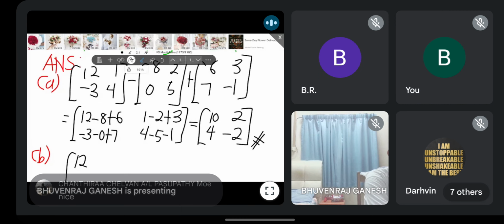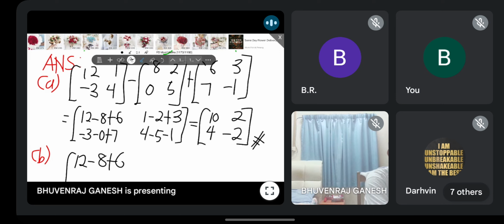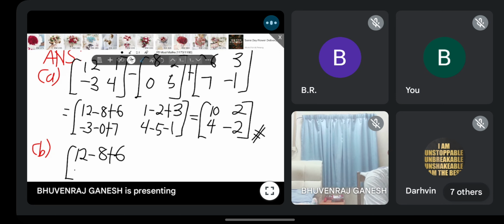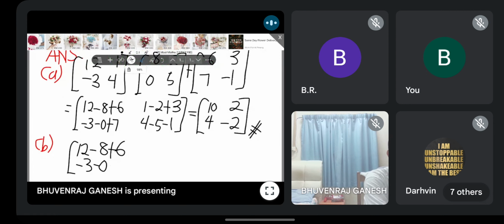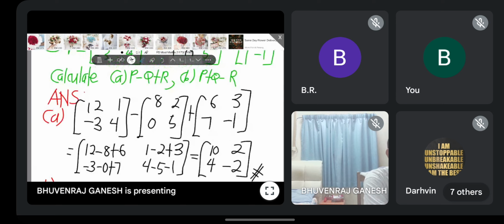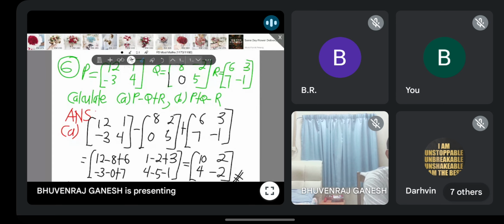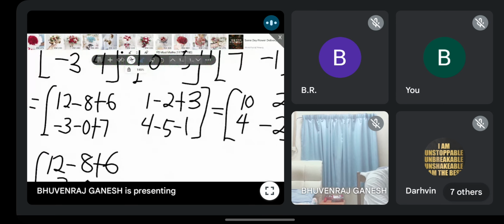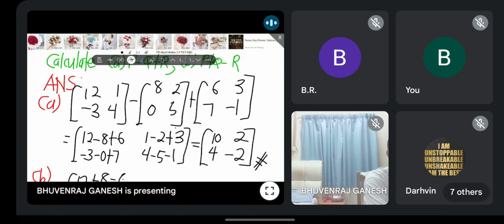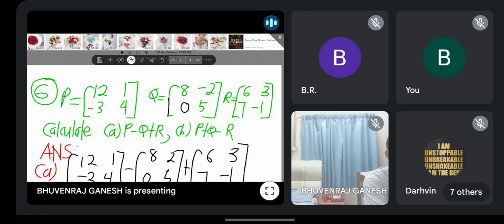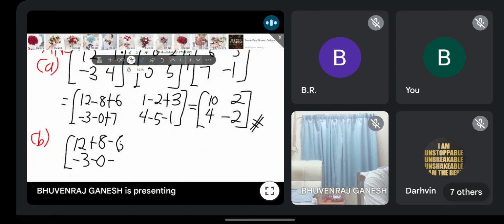12 plus, never mind, plus. So it's -8 plus 6, and then -3 minus 0. Sorry, this one is 12 plus 8 minus 6. Oh, I got it reversed already. 12 plus 8 minus 6. And then we have -3 plus 0 minus 7.